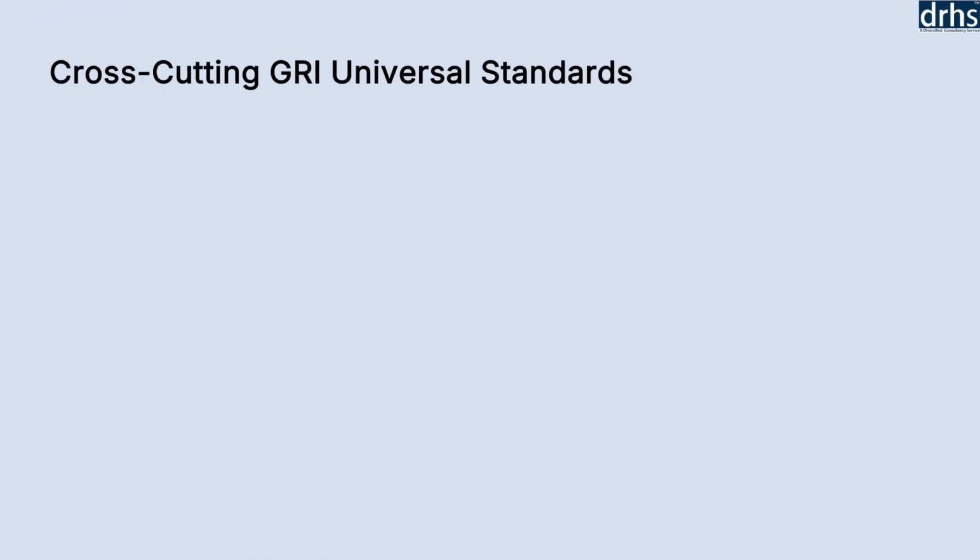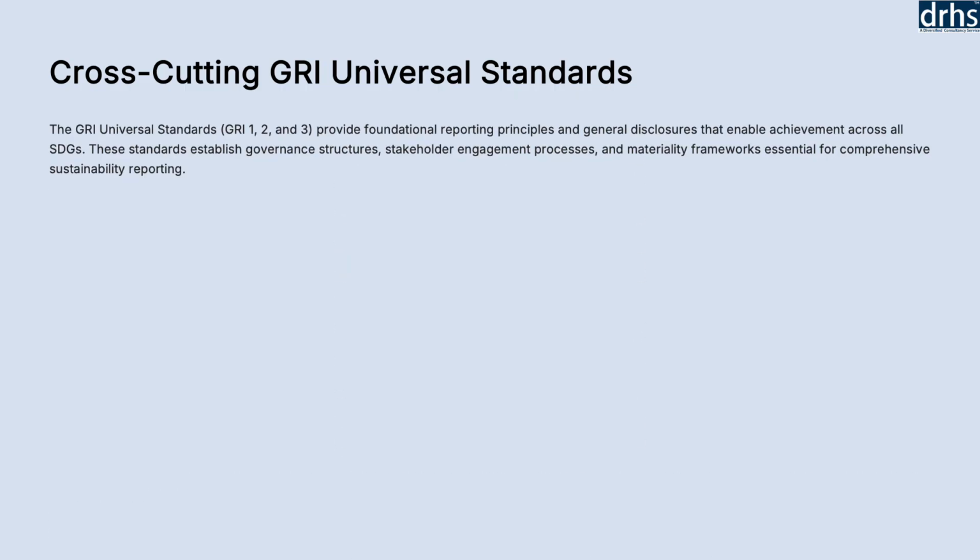Slide 2. Cross-cutting GRI Universal Standards. The GRI Universal Standards form the backbone of the Global Reporting Initiative framework and are cross-cutting in nature, meaning they apply to all organizations regardless of sector, size, or geography. Together, GRI 1, GRI 2, and GRI 3 establish the principles, context, and materiality logic required for credible, comparable, and decision-useful sustainability reporting, while enabling alignment with the Sustainable Development Goals (SDGs).